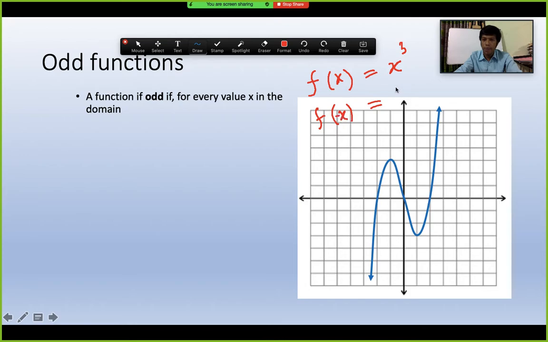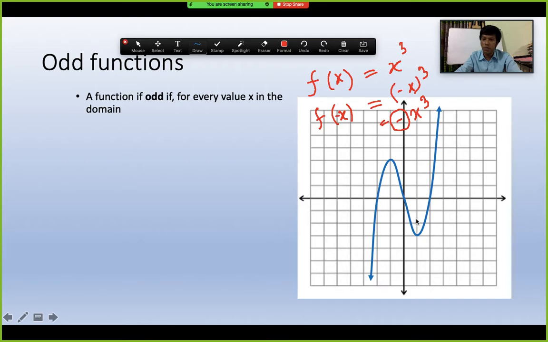Minus x, then we can give minus x whole cube. Since the power is 3, the minus sign will remain there. So for an odd function, if you replace x by minus x, you will see the main function come back, but with an additional minus sign before the function. Then it is an odd function, and an odd function is symmetric with respect to the origin.